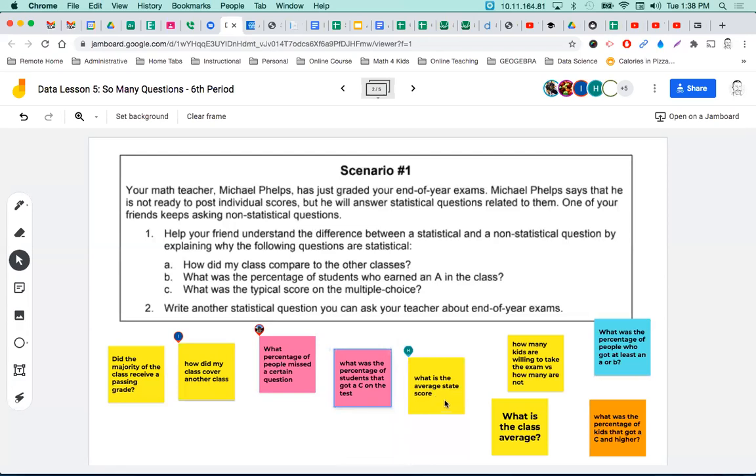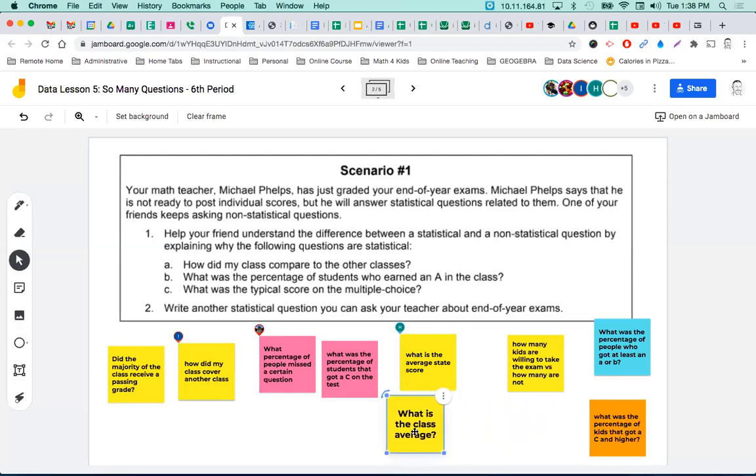Okay, I like that. What's the average state score? If it's an end of course test, I like this from a standpoint that it's a good way to gauge how you did once you know your score. While this probably doesn't pertain to your data, it is a small part of that big average state score.